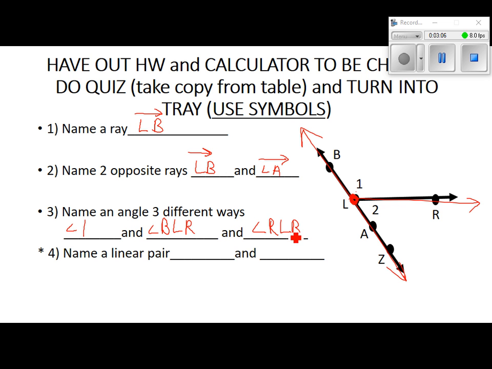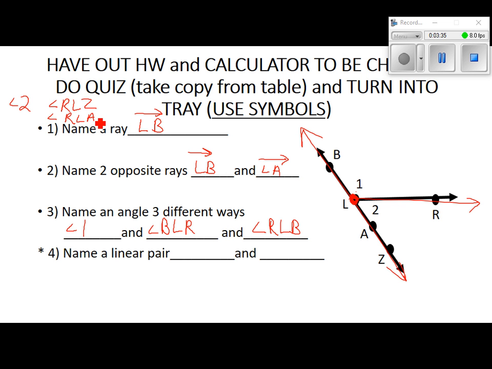Let's do angle 2 just to see if everybody understands it. What's another way to name angle 2? RLZ, I heard. Will that work? What's another way? RLA. RLA will work. There are actually more ways. What's another way? ALR. ZLR.